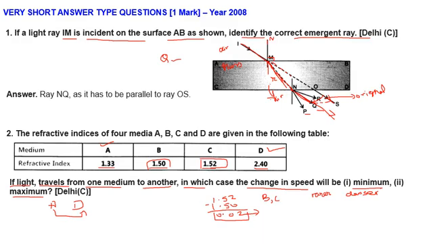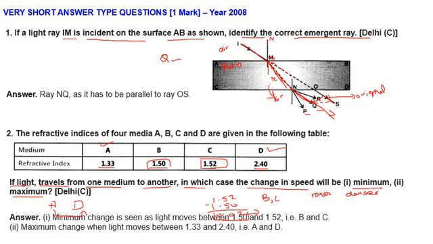Let's see the answer over here. Maximum change of light happens when it moves from 1.33 to 2.40, and in the first case when it moves from 1.50 to 1.52, that is from the medium B to C, and the second is A to B.